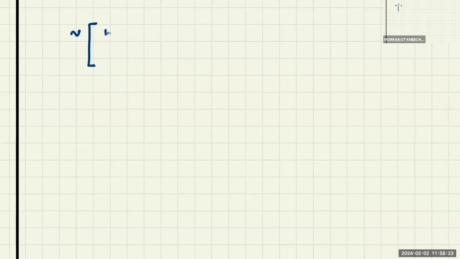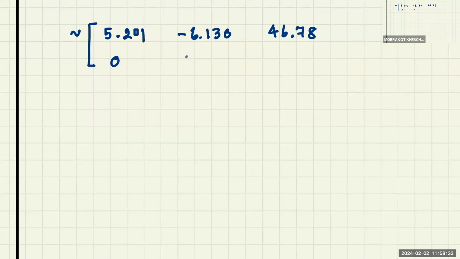this one. 5.291 minus 6.130, 46.78, 59.14, and 59.17.